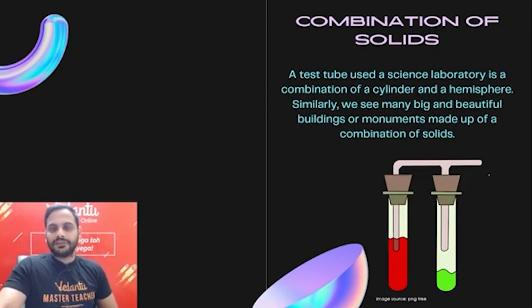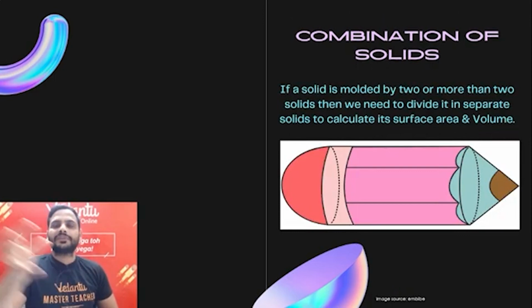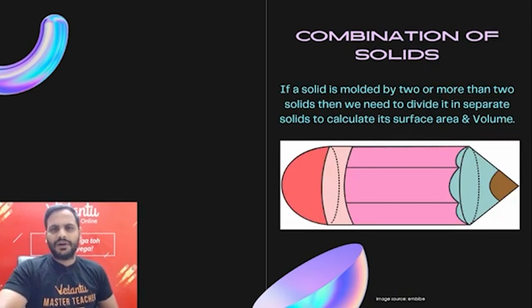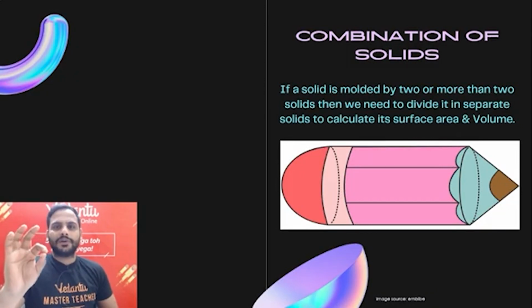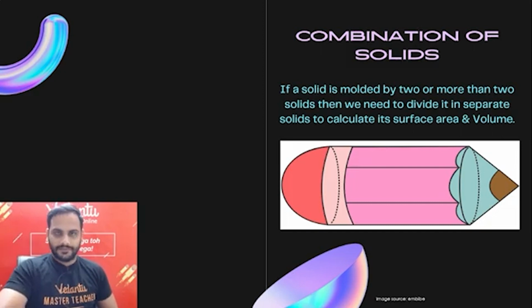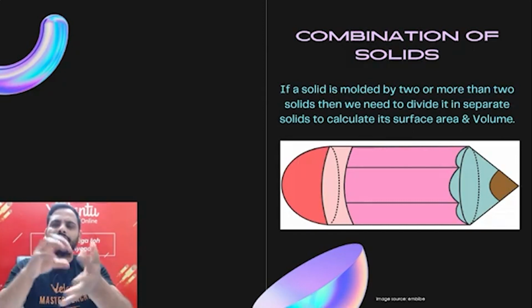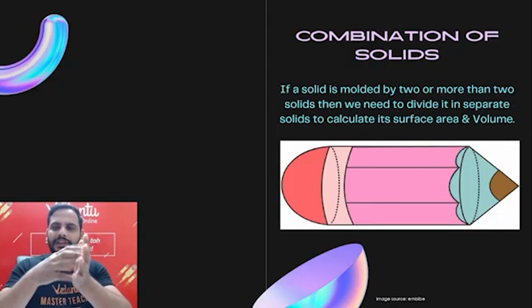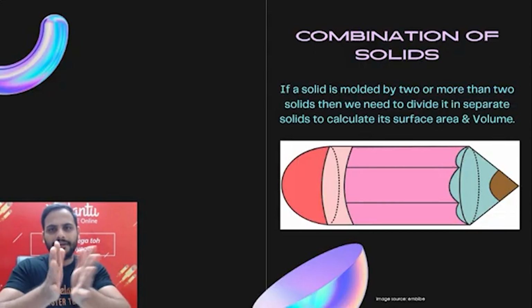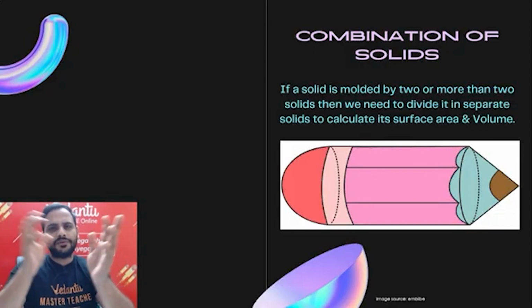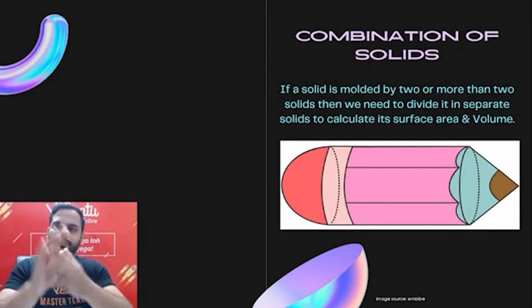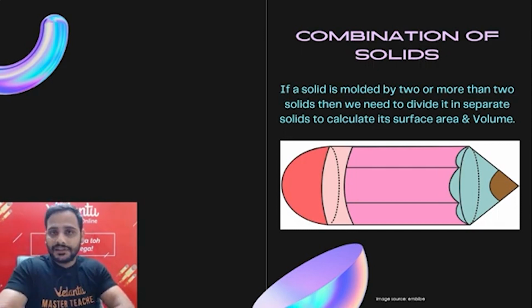Combination of solids means that in these kinds of questions, two or more shapes will be combined, and then they'll ask you the surface area and volume. The main thing to understand is that volume is comparatively easy. Whenever I join two different solids together, volume will be added. If I cut something out, volume will be subtracted. So volume is easier to deal with in these questions.